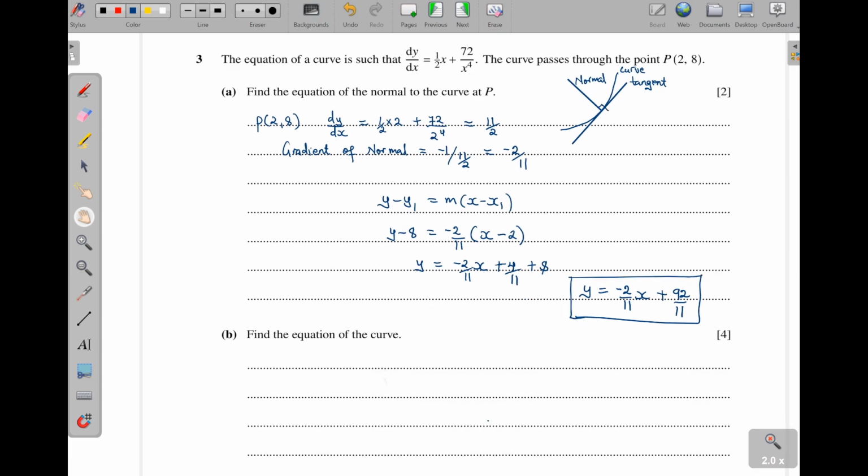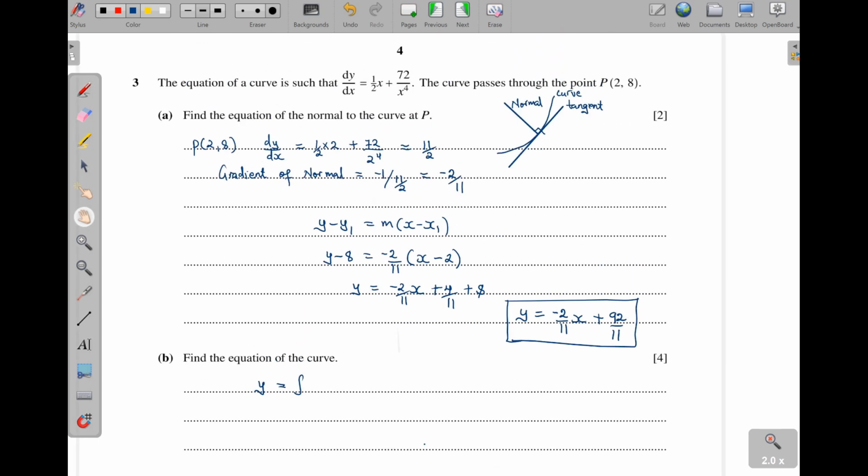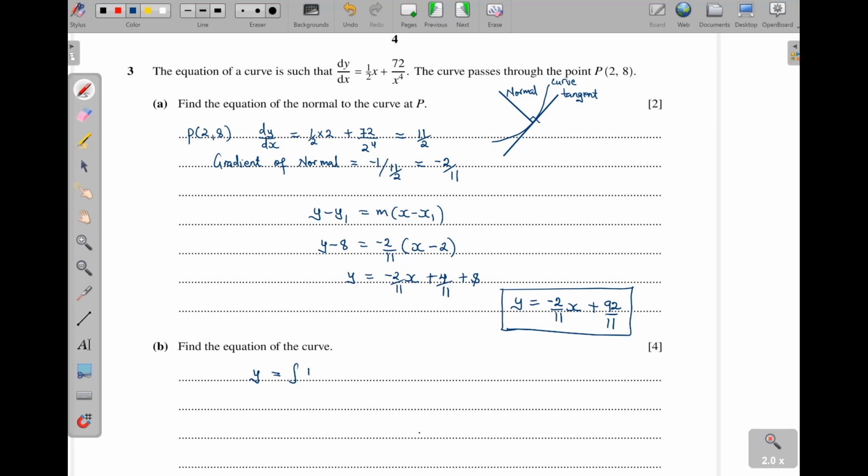And then find the equation of the curve as part B. That means we need to integrate the dy/dx. We need to integrate what was differentiated. So y is equal to the integral of dy/dx. And our dy/dx is 1 over 2 of x, then plus 72, then x to the power of -4 with respect to x. You increase the power by 1, you divide by the new power, so you'll have a half, then x power 2, then divide by 2, not so?